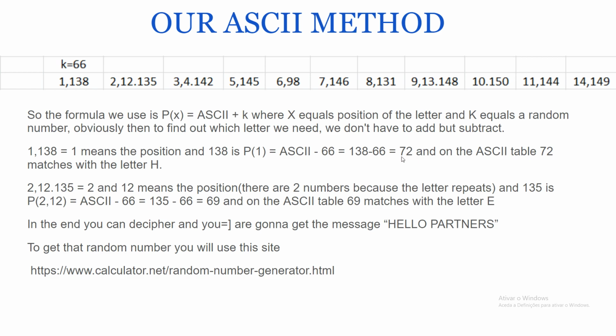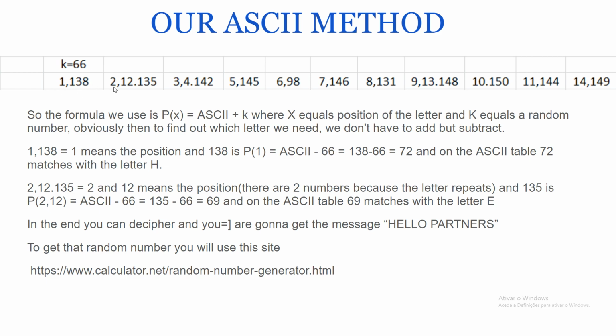So what do you do? You grab the number that you got from the calculation, and you look at your ASCII table to see which letter it is, which in this example is H. So on the first position, because there is a 1 right here, the letter H is right there.